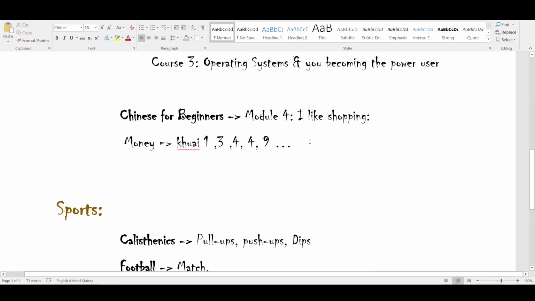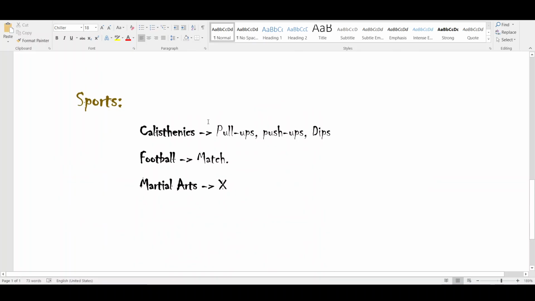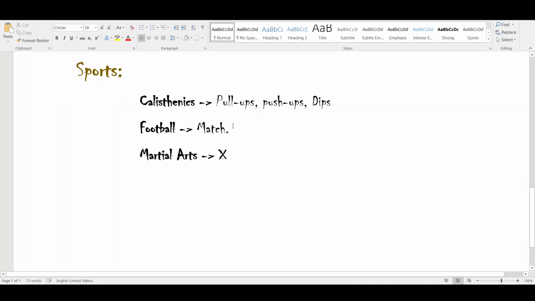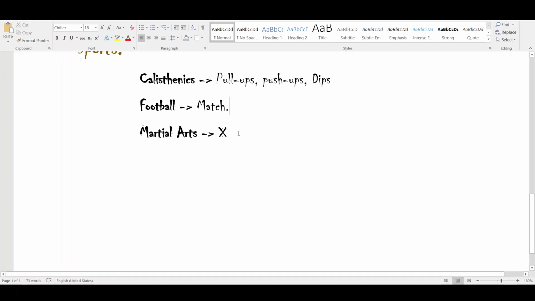So now let's go to the sports part. In calisthenics, I did pull-ups, some push-ups, and I also added some dips. So that was my calisthenics journey, and I am actually aiming for the handstand. So let's see what will be the end result. And the football, you can see I had a match. Yes, I played a match yesterday only. So it was my second or third in a week.